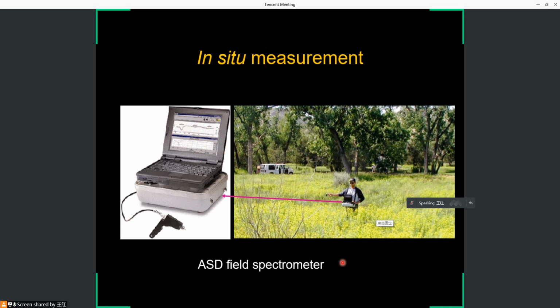In situ measurement. Before, it was worn on the neck, but now it's not. It's a very small one, just like a microphone or a smartphone. This is the old one, and you can see it very clearly. It is big and very heavy. This is in situ.